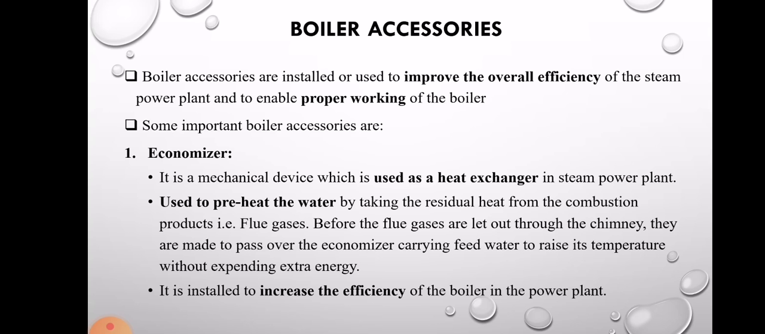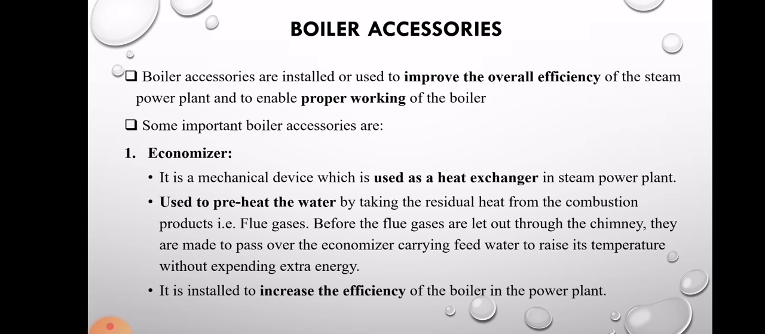Just producing steam is of no use unless it is used somewhere. So it forms a part of a power plant. That is why we say accessories are used to improve the overall efficiency of the steam power plant. Now, some of the important boiler accessories are, the first one is the economizer. Economizer is very similar to a radiator which is used in a car or such high-end vehicles. It is used as a heat exchanger.